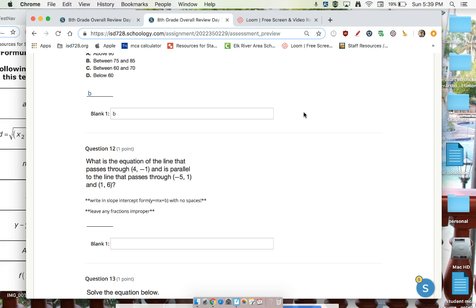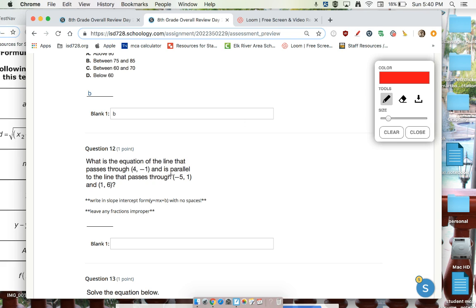All right, number 12. What is the equation of a line that passes through (4, -1) and is parallel to the line that passes through (-5, 1) and (1, 6)? And I gave you a hint that you should write it in slope-intercept form with no spaces. So that's y = mx + b, and leave any fractions improper.